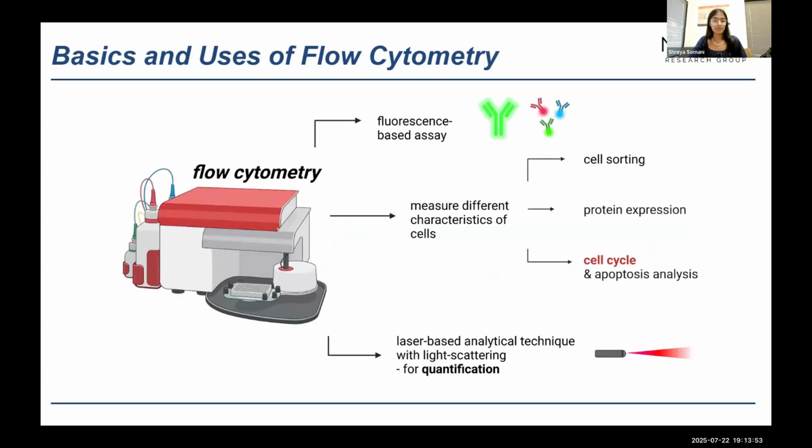Next, I'll be talking a bit about flow cytometry and some of the basics of it and the mechanics. Flow cytometry itself is a fluorescence-based assay, which helps scientists measure different characteristics of cells. In this case, we were interested in looking at the cell cycle and quantifying the number of cells that were in each stage. To do this, the flow cytometer uses a light-based analytical technique, and it is especially important as it is one of the machines in biology that allows you to actually quantify these characteristics.